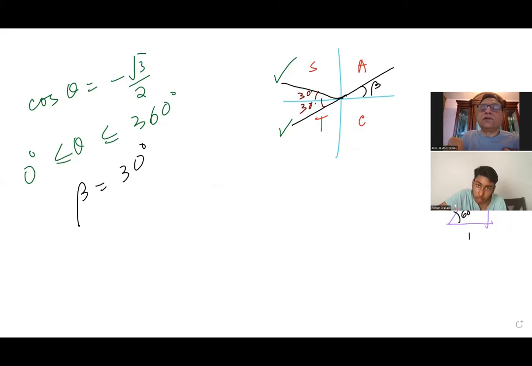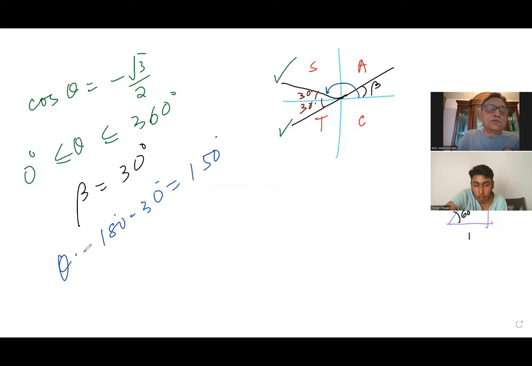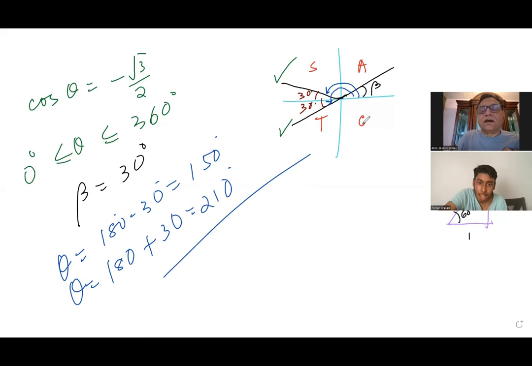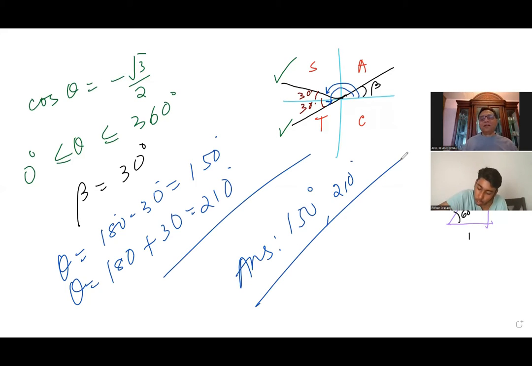What are the principal angles? Can you tell me? One is this, right? Which is 180 minus 30, which is 150 degrees. So theta equals this. And the other value is this, right? It is 210, because we add 30. Correct. So our answer here is 150 degrees and 210 degrees. Is that clear to you? Yes, sir. That is how we are going to answer such questions.